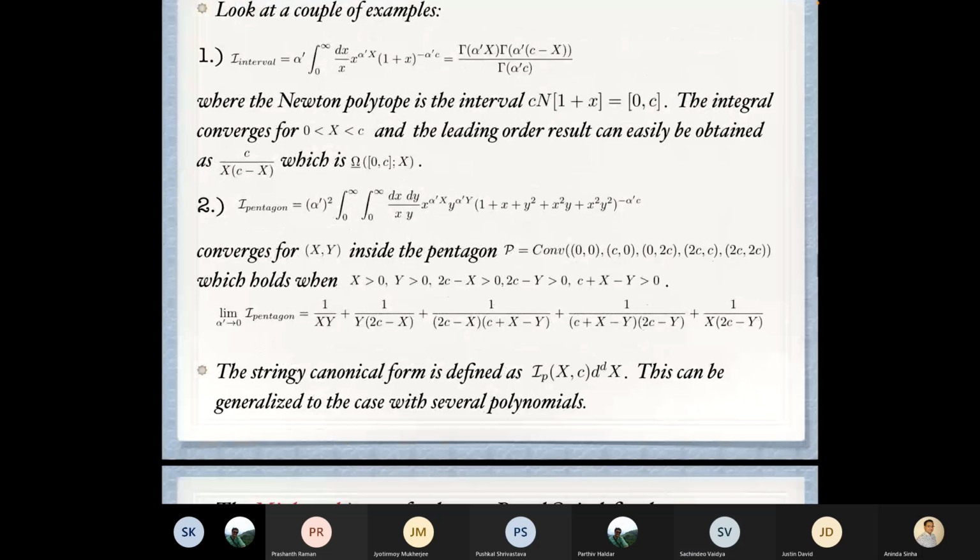Right? A more complicated example: if you look at the pentagon, then we get the space in which it converges. You have several conditions on X and Y. And if you take the leading order, it does give you the canonical form of the pentagon. So having done all this, we just define the stringy canonical form to be this integral with the top form d^dx.